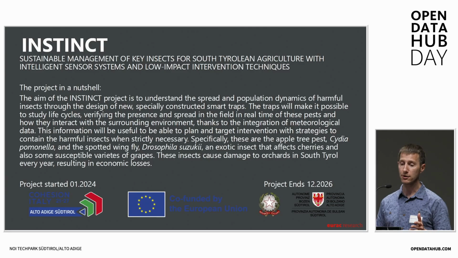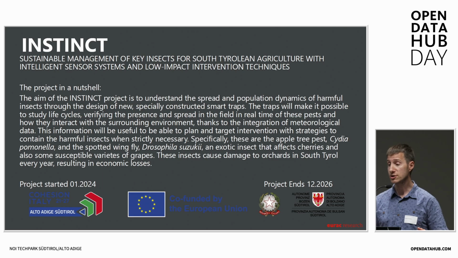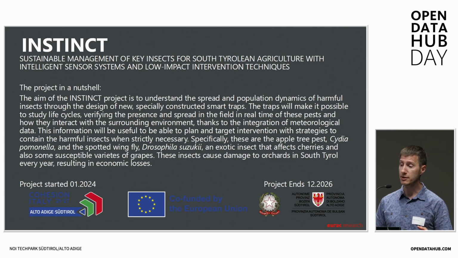So the project is the Instinct project, and that is funded with this European funding for regional development. The aim of the project is to develop an intelligent system to fight insects that cause damages to the orchard in South Tyrol. Especially, we are working to fight Cydia pomonella and Drosophila suzukii that cause damages, especially in the apple orchards, but also on the cherries fruit and in some varieties of grapes.